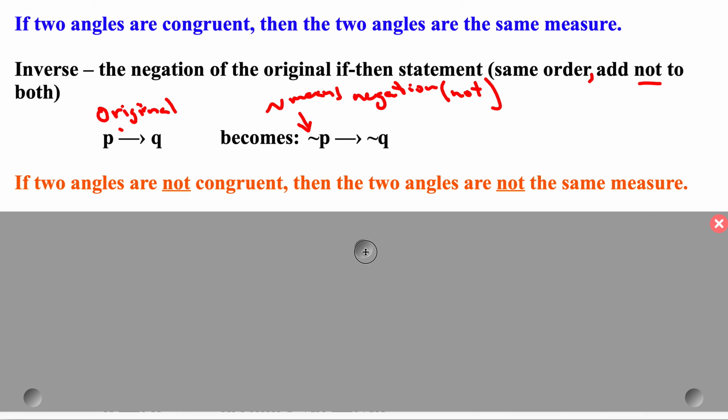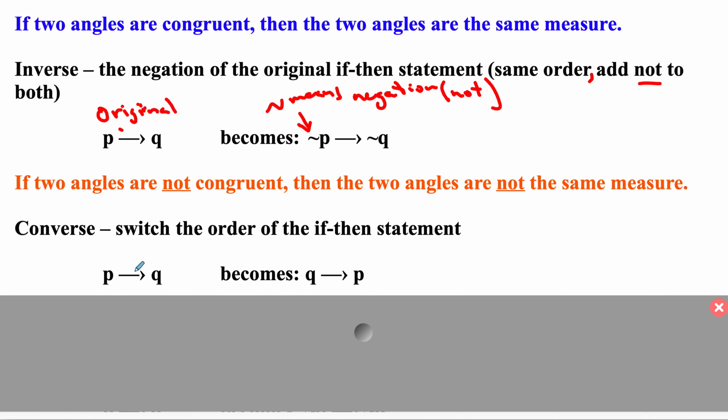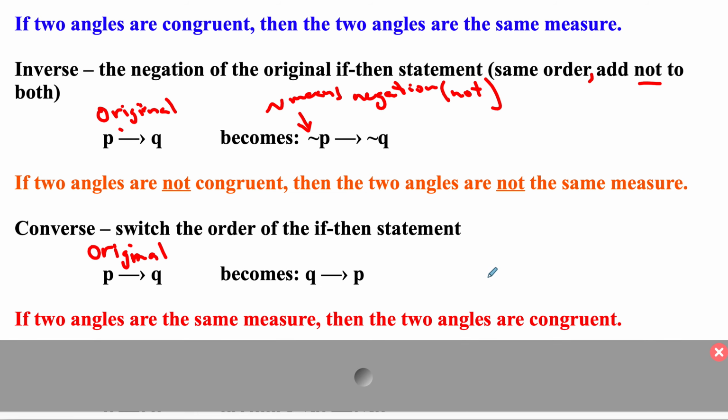Now, this leads us to the converse. All we do is switch the order of the if-then statement. Please bear in mind I'm referring back to the original if-then statement, meaning it may be easier to write P implies Q, which is the original if-then statement, becomes Q implies P. In other words, the if part becomes the then and vice versa.